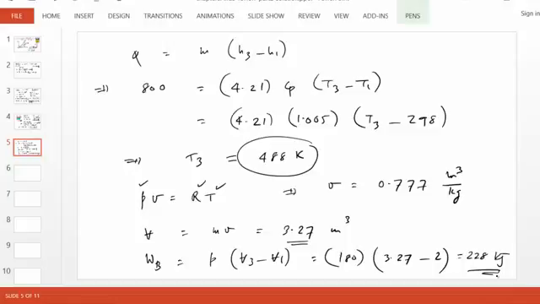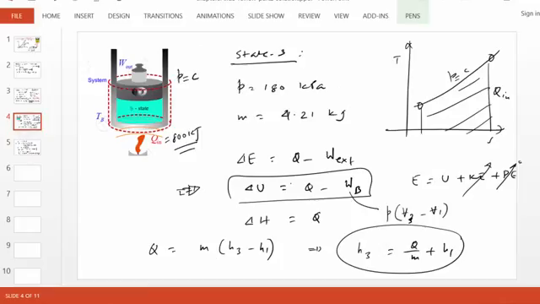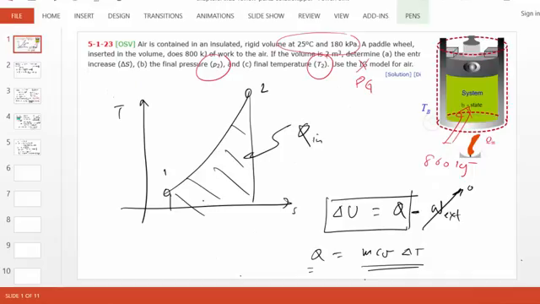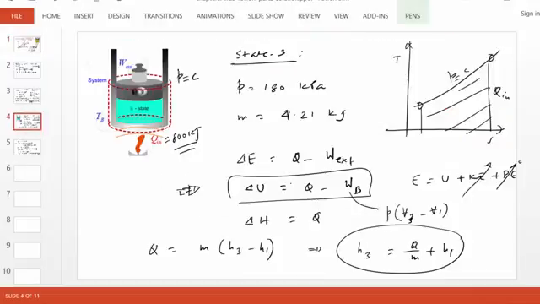So therefore, we just analyzed a constant pressure process and a constant volume process. Go over this problem so that you thoroughly understand that, because we are going to use that in the analysis of internal combustion engines quite a bit.